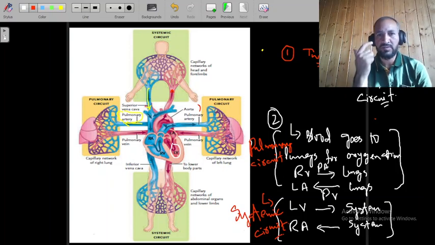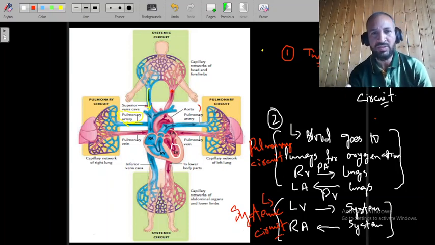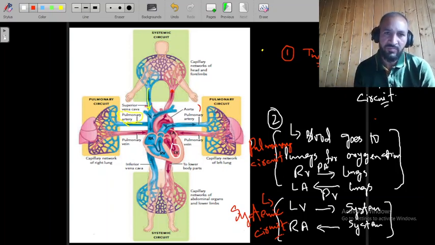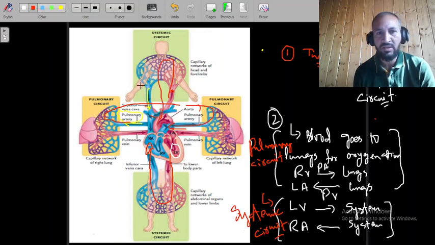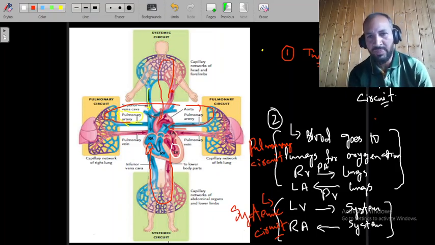So there are two circuits, pulmonary circuit and systemic circuit. Blood going to the lungs and coming back to the heart is your pulmonary circuit. Oxygenated blood going to your body and coming back to the heart is the systemic circuit. So there is a pulmonary circuit and a systemic circuit. That's why we call it a double circulatory system.